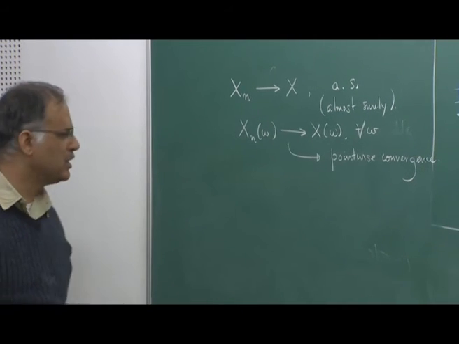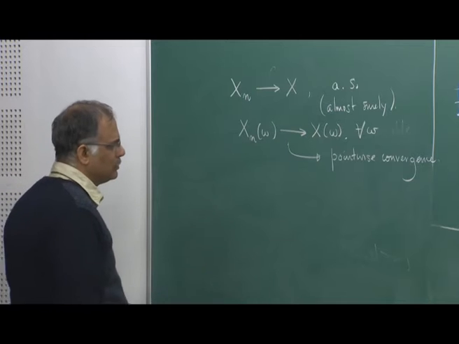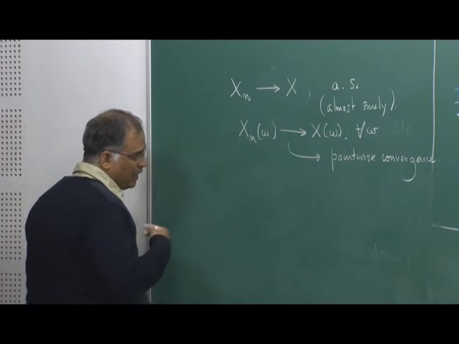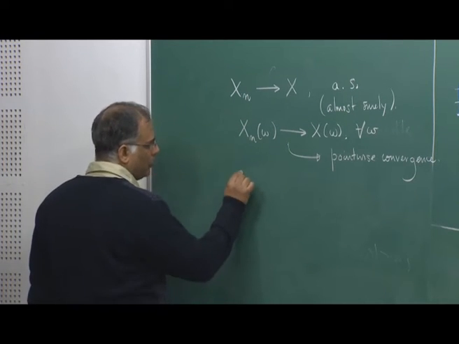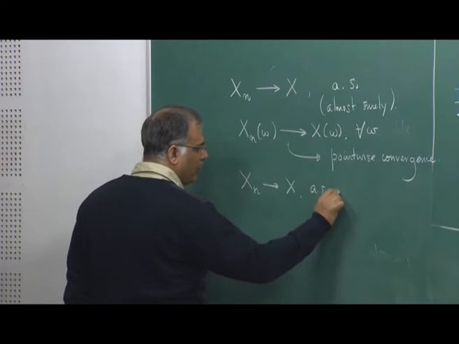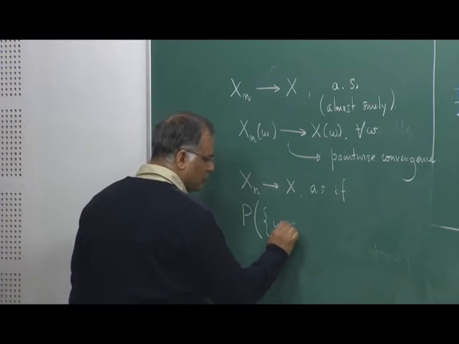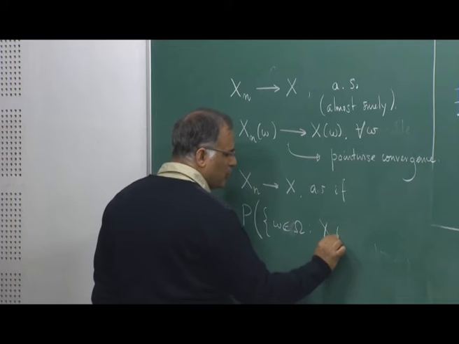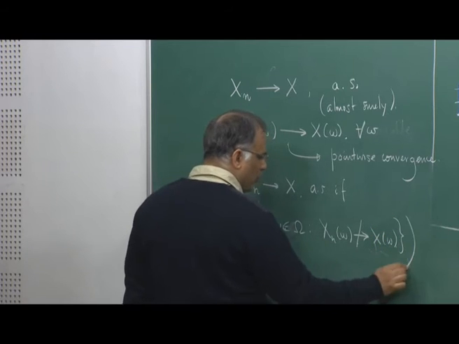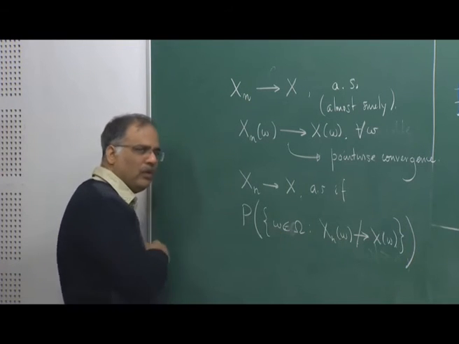This is what is called pointwise convergence, and then one needs to understand that in probability theory, the tendency is always to throw out null events. So, we say Xn tends to X almost surely if the probability of the event, that is, the collection of all omegas such that this is not true, that Xn(omega) does not converge to X(omega), the collection of all such omegas is a null event.